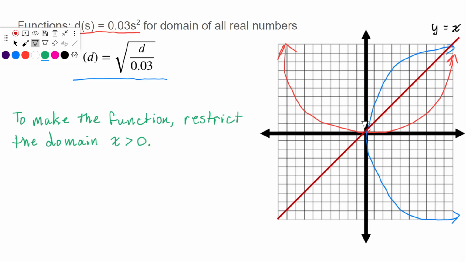If we do that, if we go greater than 0, it would just be the right-hand side of our parabola, and we would just have this top side of our square root function. So the inverse of a quadratic is a square root function. When you have a quadratic function, you need to restrict the domain in order to make it invertible, in order to make the inverse also a function.